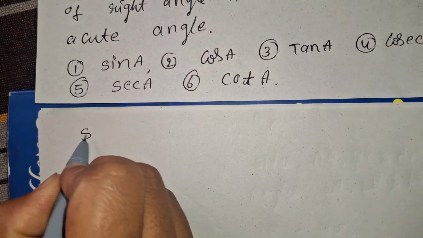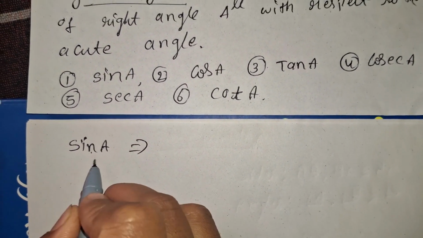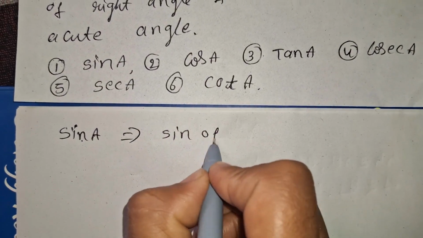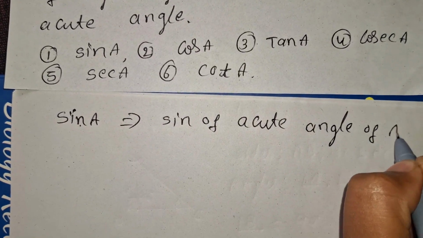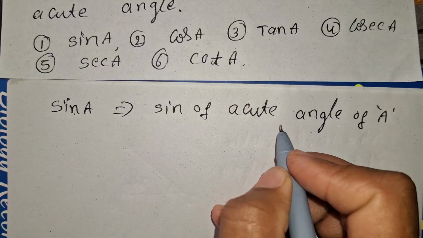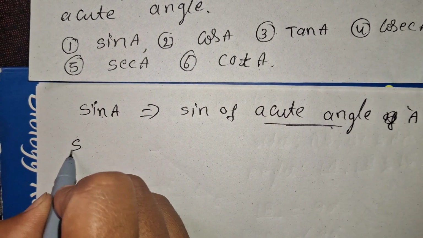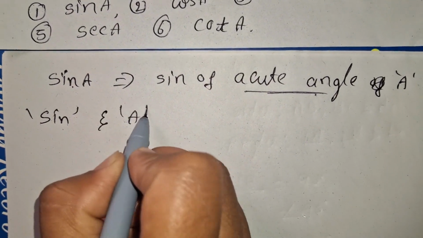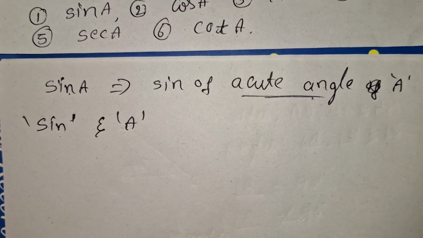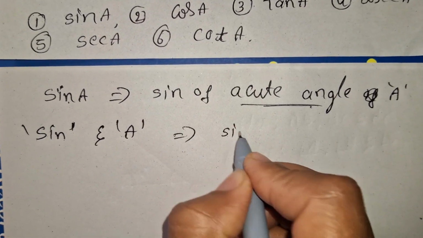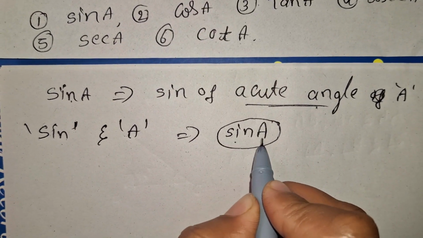So in this sin A, how to read this? Sin A refers to sine of acute angle A, or sine of angle A. This is the acute angle. Now understand, are sine and A a different function or the same function? Sin A is one function, not different functions, and sine is not multiplied by A.